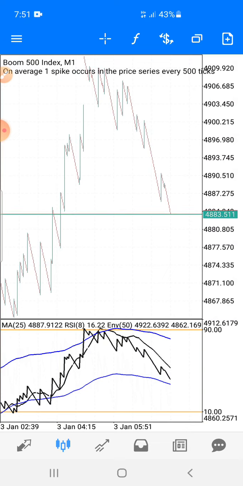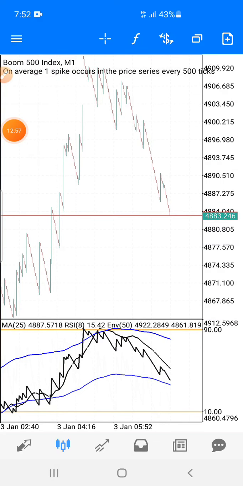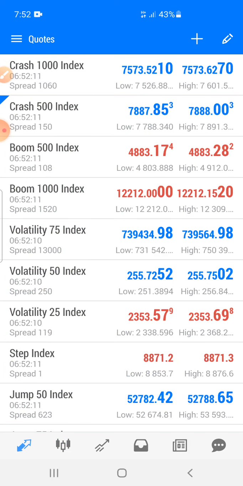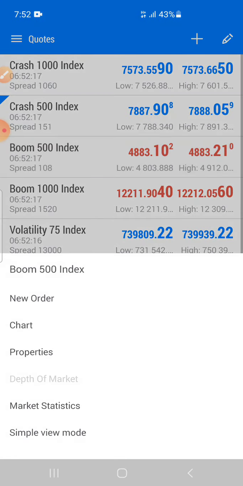Let's see our trade. Our trade is still going. That is the crash 500 we placed ourselves. So we are looking for multiple spikes there. Let me continue what I'm saying here.